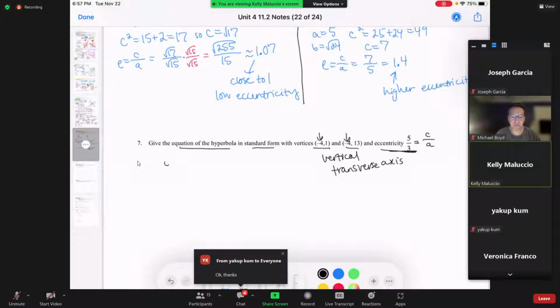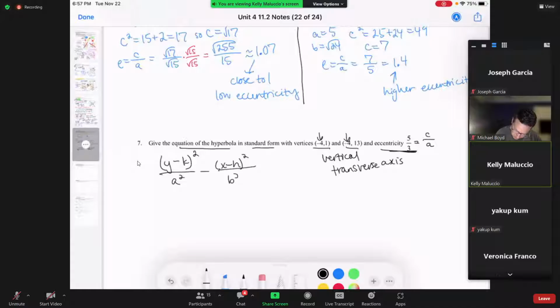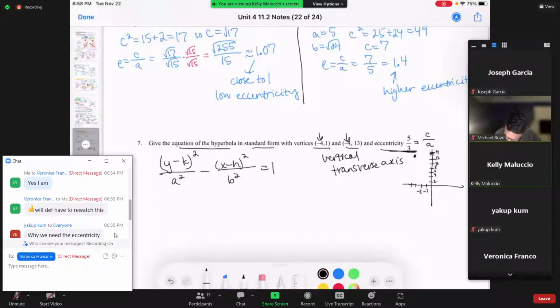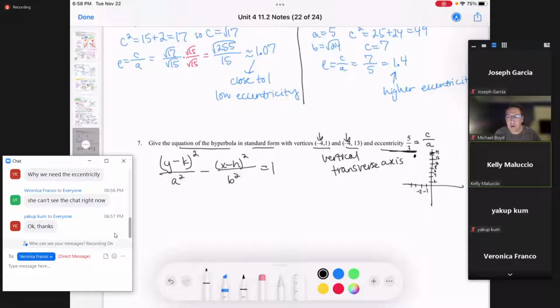Because it's vertical, we know the standard form is going to be y minus k squared over a squared minus x minus h squared over b squared equals 1. This is the standard form. And if we think about a graph real quick, and we think about -4 and 13, maybe I should have gone by 2s: 2, 4, 6, 8, 10, 12, 14. So -4, 13 would be like here, and -4, 1 would be here.